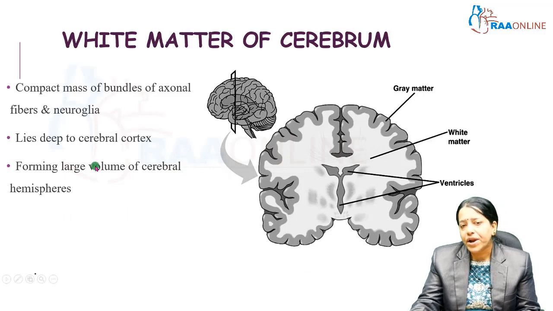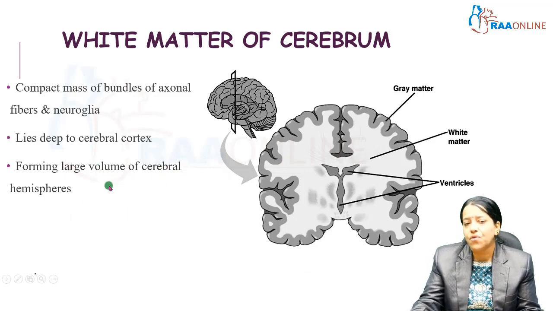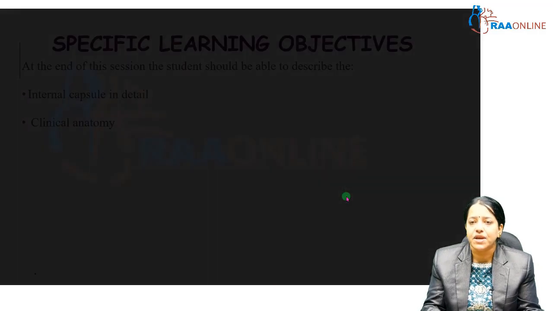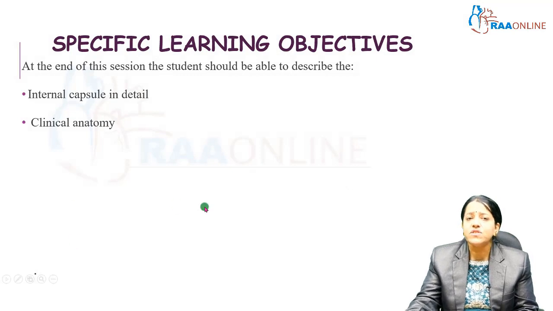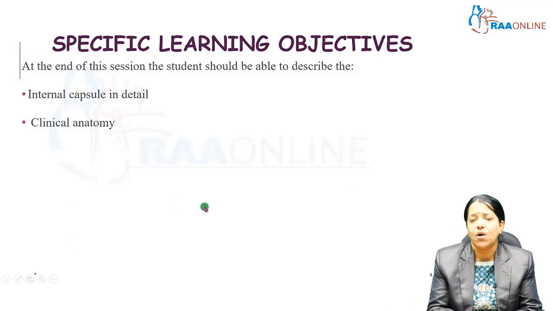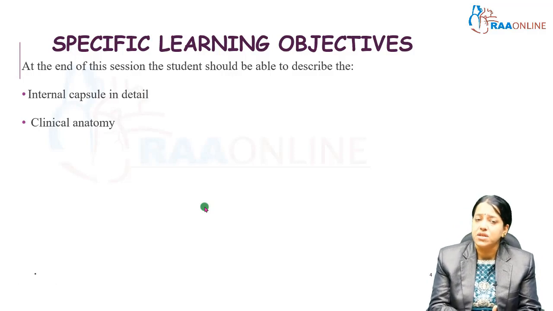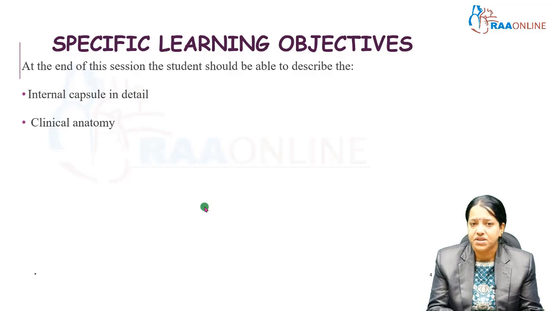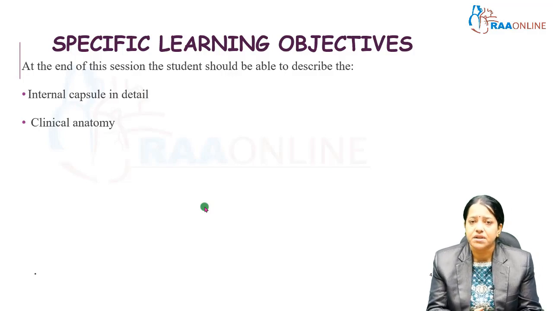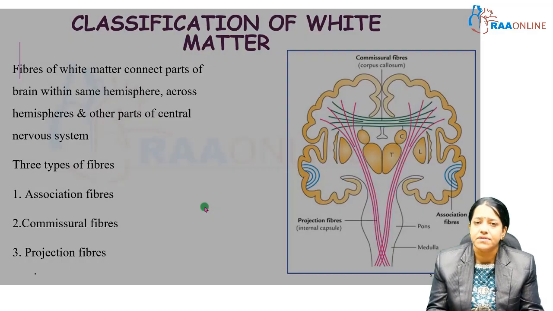Then what does the white matter form? It forms a large volume of the cerebral hemispheres. You can see these are all white matter which form a large volume of the cerebral hemisphere. Now, the specific learning objective of this session is that you have to know the internal capsule in detail, because in this case the internal capsule is what is involved. Definitely the clinical anatomy becomes very important in this aspect.